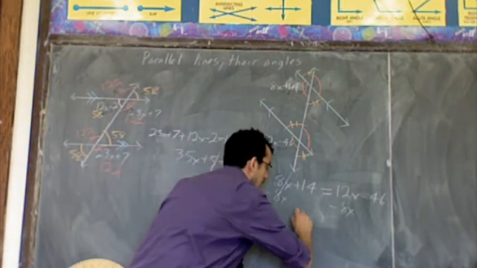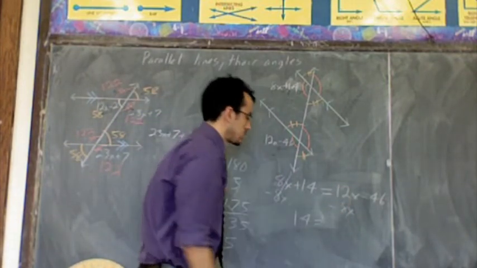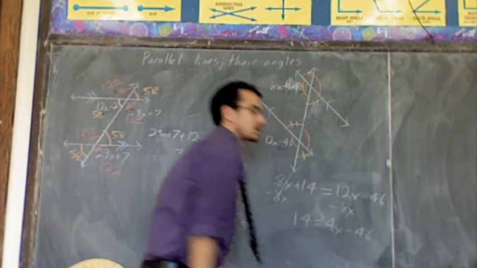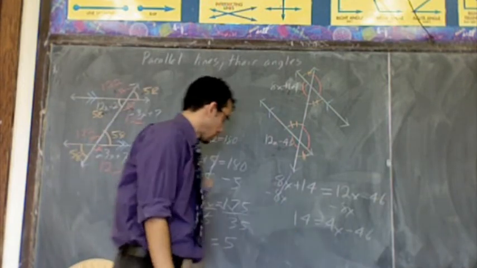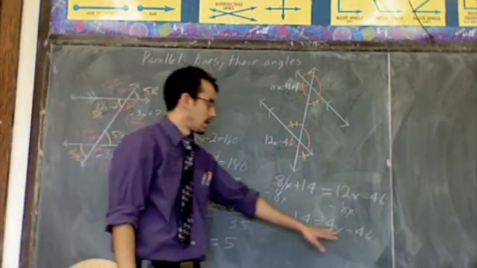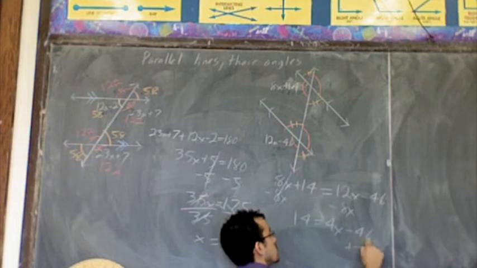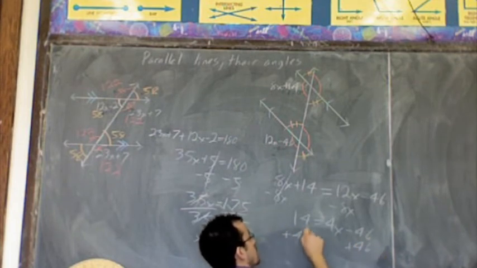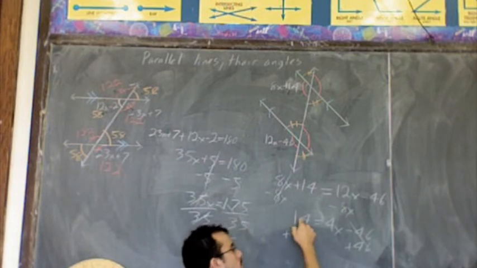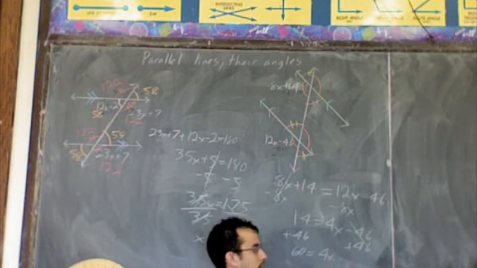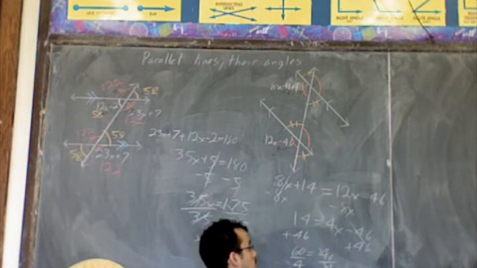I'm left with 14 on the left. 12x minus 8x is 4x. And then I bring down my minus 46, or negative 46. So now my x is on the right, whereas over here was on the left. Not a big deal though. I still need x alone. I'm subtracting 46 from it, so I've got to add 46 to both sides. Add it here, add it here. These will cancel. 14 plus 46 gives me 60, equals 4x. And my very last step, since it says 4 times x, is to divide by 4. Divide by 4, which should tell us that x is 15.